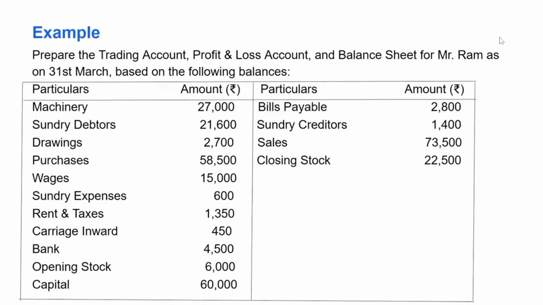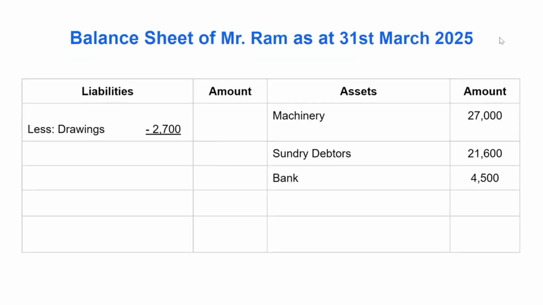Next, bank 4,500. Bank is cash in bank, that is we record it in balance sheet. Remember, on the asset side we record bank, cash in hand and cash at bank, so we record it in balance sheet 4,500. Let's see how we'll record it. Balance sheet on the asset side we record bank, that is 4,500. Cash also we record on the same side, that is assets only.